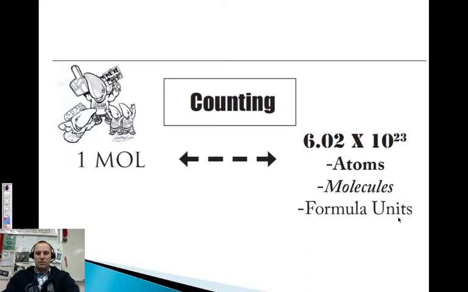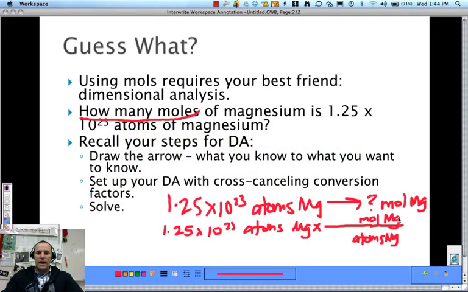moles to atoms, or from atoms to moles? The number that's next to atoms is 6.02 times 10 to the 23rd. The number that's next to moles is 1. So let's go back. The number that was next to atoms was 6.02 times 10 to the 23rd. I didn't really leave enough room for this. And the number that was next to moles was 1. Okay? Now you multiply through and solve.